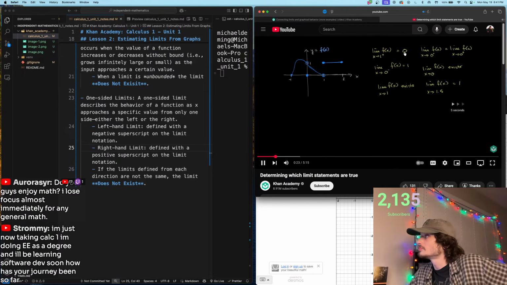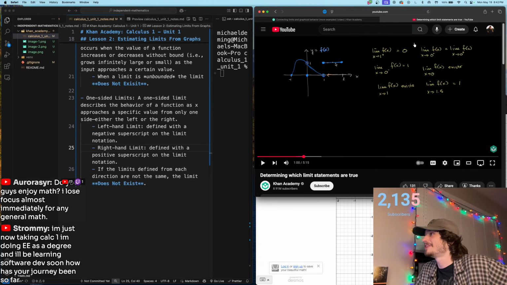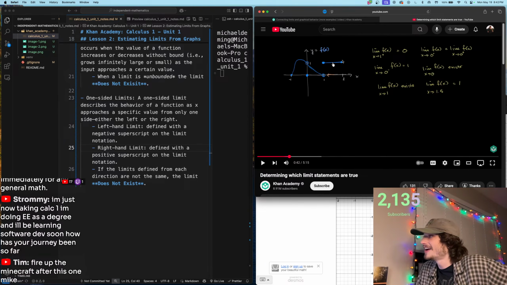Is it 0? It looks like it is 1. Oh, wait, sorry. I didn't see this over here. I thought that the function kept going here. My bad. So as we approach coming from the positive, it's not equal to 0, it's equal to 1. So that's false. The limit of f of x equals 1 as x approaches 0 from the negative direction. As x approaches 0 from the negative direction is the one that is going to be true.